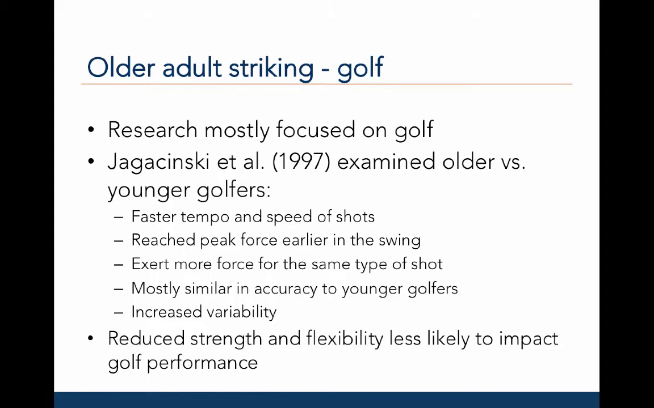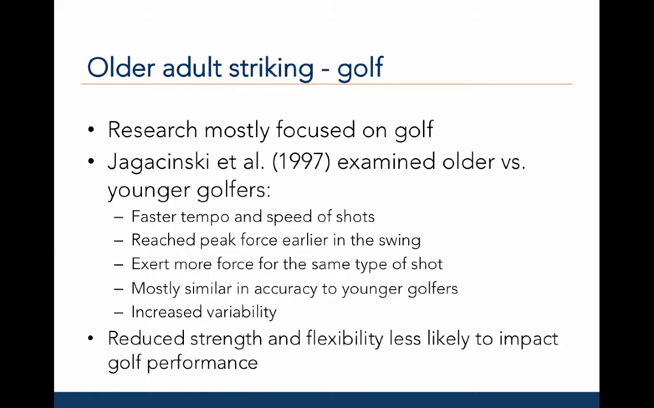This study found that older golfers used a faster tempo and speed of their shots. They reached peak force earlier in their swing rather than at ball contact. They exerted more force for the same type of shot, suggesting that their movements were less efficient and more effortful. Although there were no differences in the accuracy of the shots compared with young golfers, there is an increased variability from shot to shot in the older golfers.